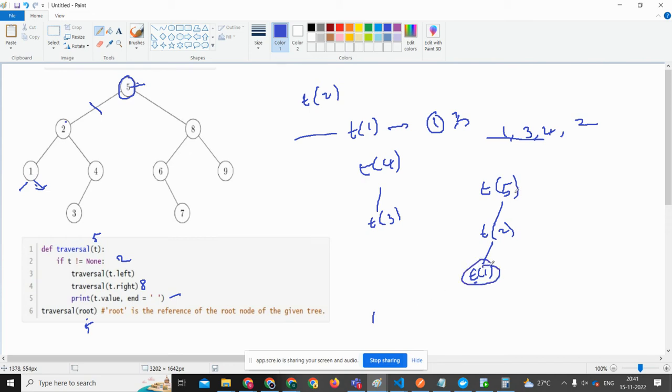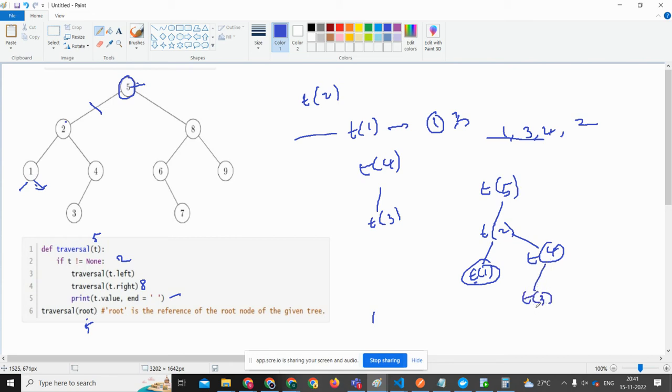Now the left part is explored, right? So after you explore the left part, you have to explore the right part. Do you have anything on the right of t of 2? Yes, it's 4. So for now we are calling t of 4, and we are checking.